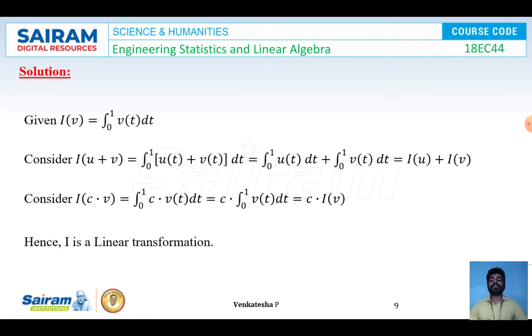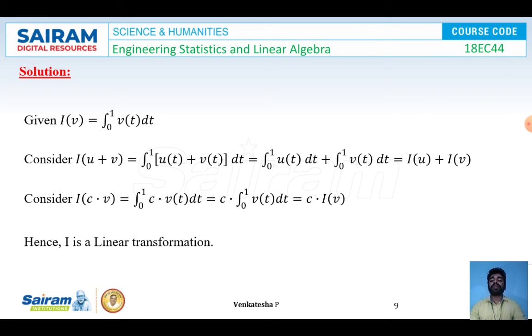So first, they have given that I of v is equal to the integral from 0 to 1 of v of t dt. To prove this, we have to prove that I of u plus v is equal to I of u plus I of v, and I of c dot v is equal to c into I of v. So I'm taking two vectors here, u and v. I of v is given by the integral from 0 to 1 of v of t dt, and I of u is given by the integral from 0 to 1 of u of t dt.